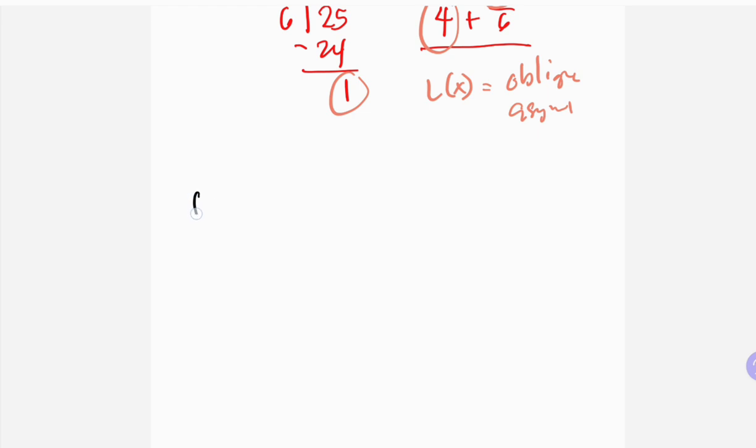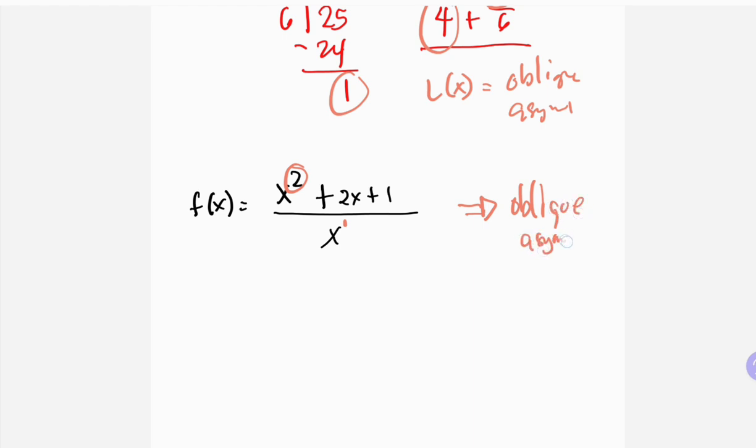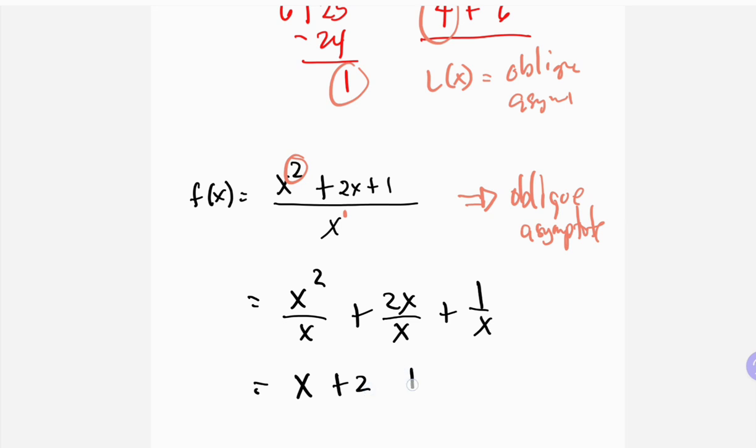So let's perform polynomial division for this rational function. For example, if we have the rational function f of x equals x squared plus 2x plus 1 over x. Because the degree of the numerator is higher than the degree of the polynomial in the denominator, which is 1, we expect to get an oblique asymptote. Of course, we can divide this directly, because we can also write this as x squared over x plus 2x over x plus 1 over x, and this simplifies into x plus 2 plus 1 over x. So this one here is our remainder, that's our r of x.